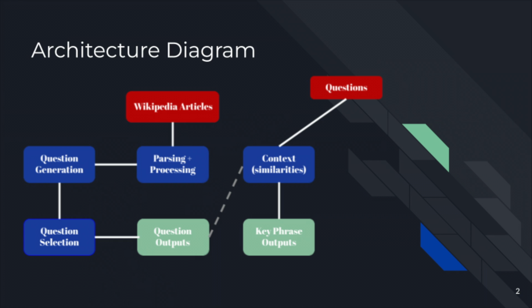The next step is question selection, where we filter the questions we have selected through a grammar checker, and then we use cosine similarity to rank these questions. The output of this is our final questions. For our answering system, we are given a set of questions to answer as an input. We find the context that is relevant to the questions and then extract key phrases from the context. These key phrases are our output.